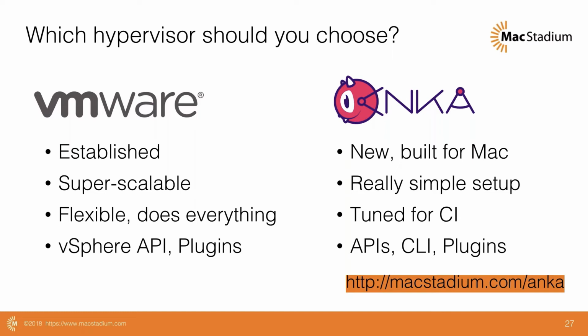A second option, and we're excited to be partnered with Anka, partnered with Veertu, actually, the company that makes Anka, as of earlier this year. Anka went GA earlier this year, and they're a brand new hypervisor that is really built for Mac. The setup is super simple because the whole system has been tuned and built from the ground up for Mac CI use cases, which means that their APIs, their command line interface, and their plugins are all built with DevOps teams in mind, and it makes it very easy to set up. They've also got some great features that make their VMs feel a bit more like containers and help you manage a library of VM templates.